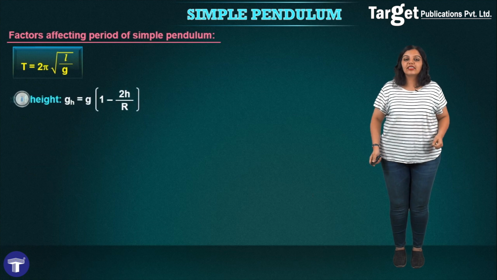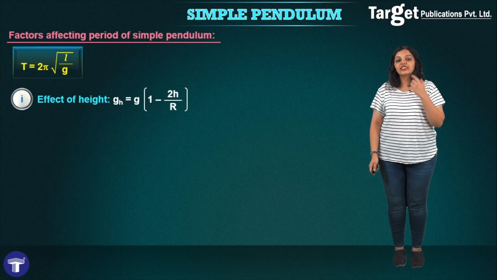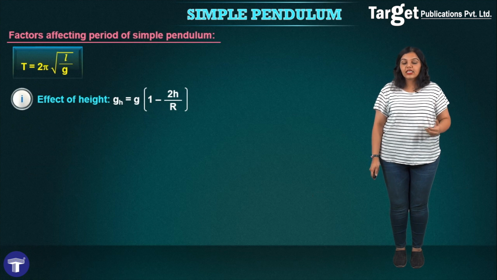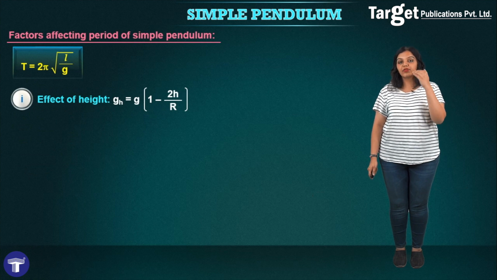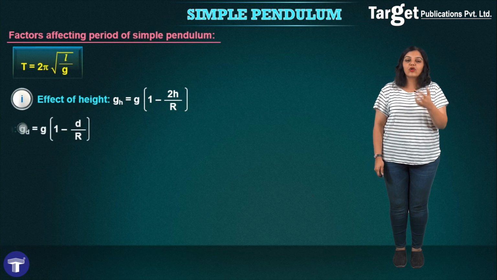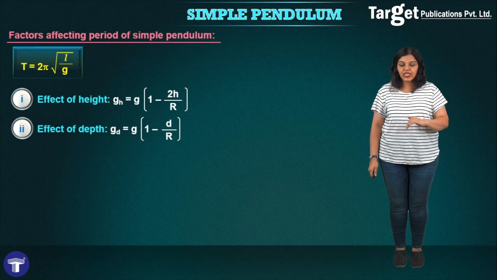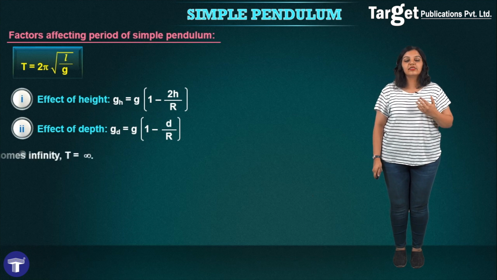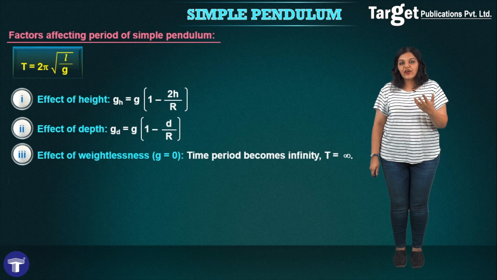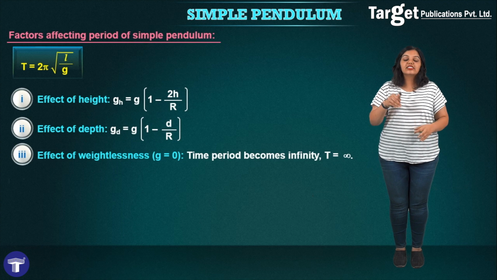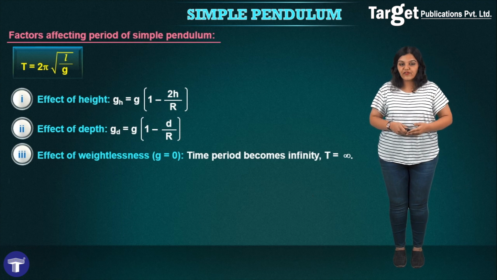And we learned in the chapter gravitation that the value of g is affected by height in the way that g_h is equal to g(1 minus 2h by R), where R is the radius of the earth and h is the height of the object from the surface of the earth. But g is also affected by depth, and therefore g_d is equal to g(1 minus d by R), and by this equation g will change, and this will again affect the time period of the simple pendulum. It will also be affected by weightlessness, that is, if small g is equal to 0, then because g is in the denominator, time period will reach infinity.